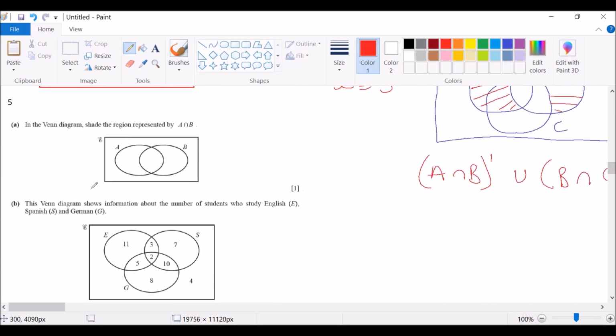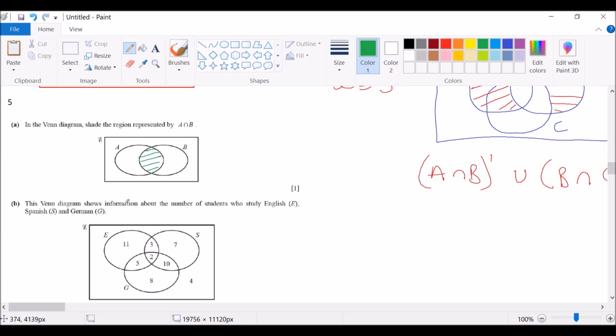Now let's go to number 5. In the Venn diagram, shade the region represented by A intersection B. A is this region, B is this region. So where do they meet? This region. So our answer will be, this is our A intersection B.